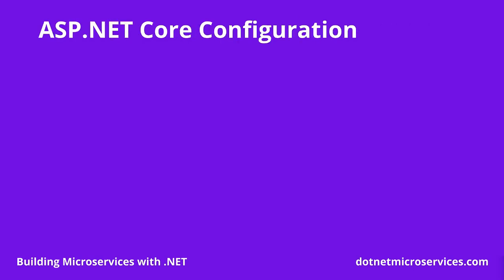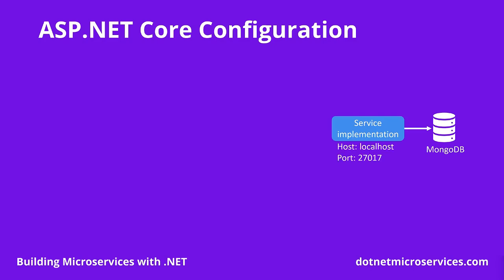Let's also talk about configuration. At this point, our service is able to talk to our MongoDB database via the host and port information that have been hard-coded in our service implementation. However, this is not ideal, since eventually the MongoDB Docker container will live outside of our local box, where localhost will likely not make sense and port 27017 is not guaranteed to be available.